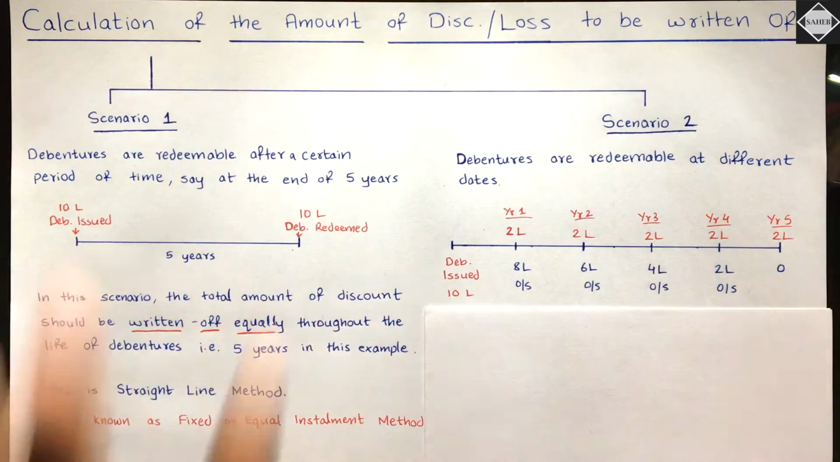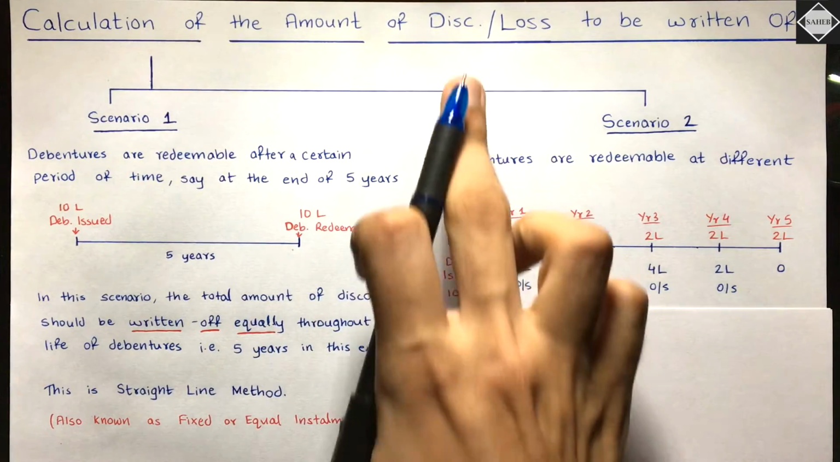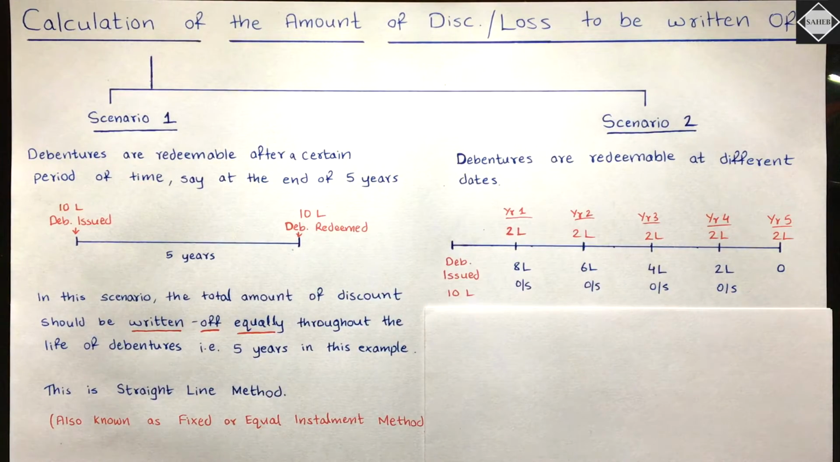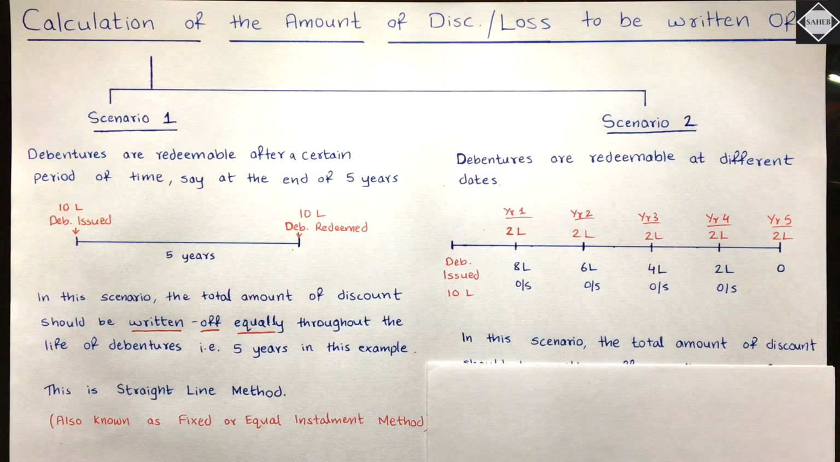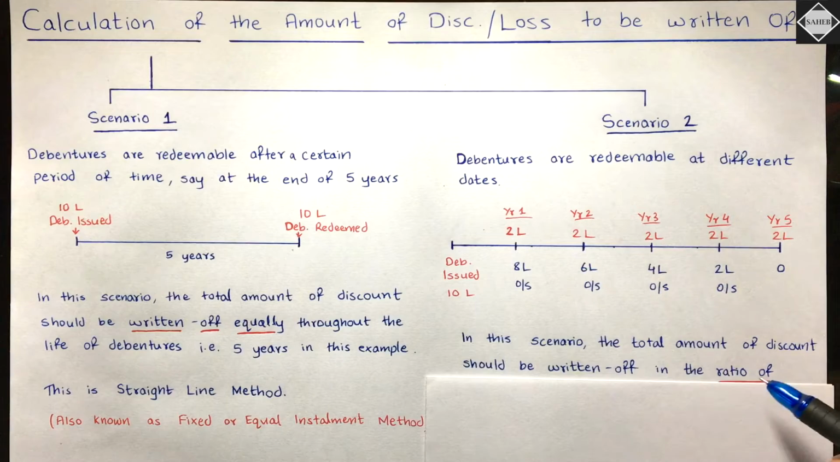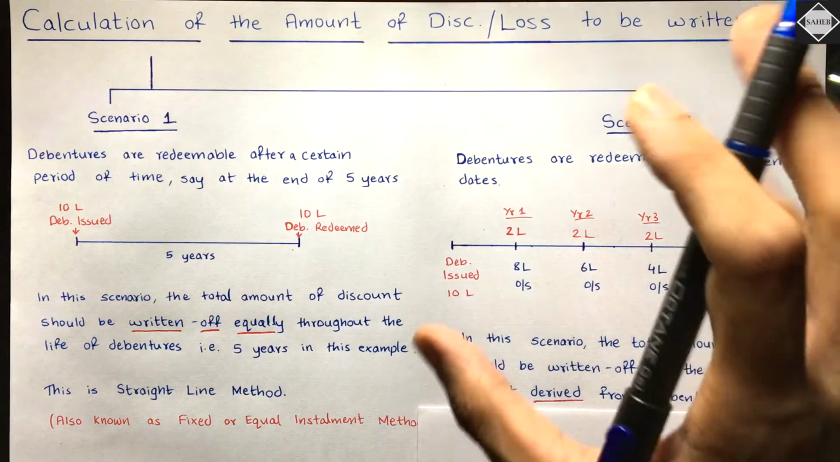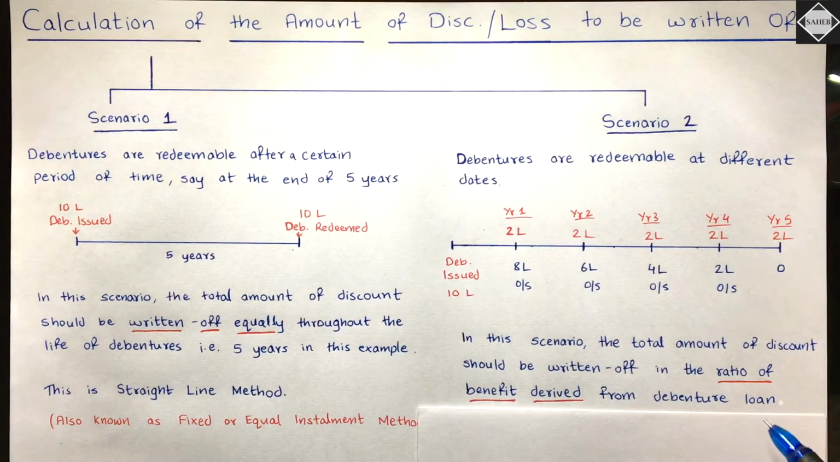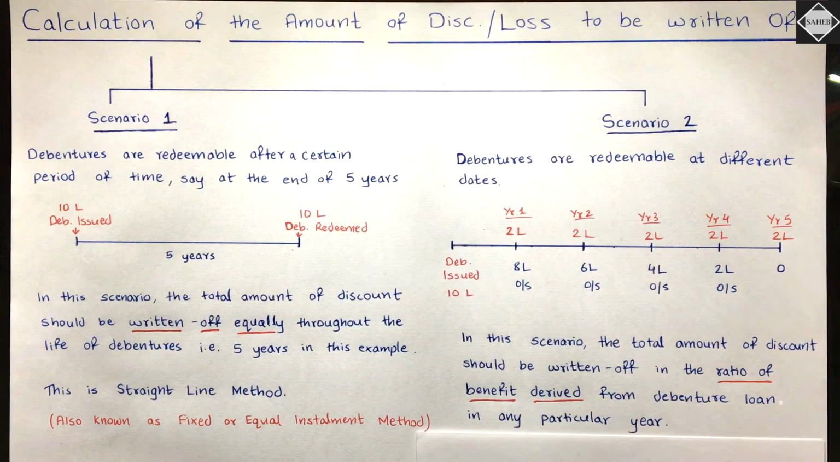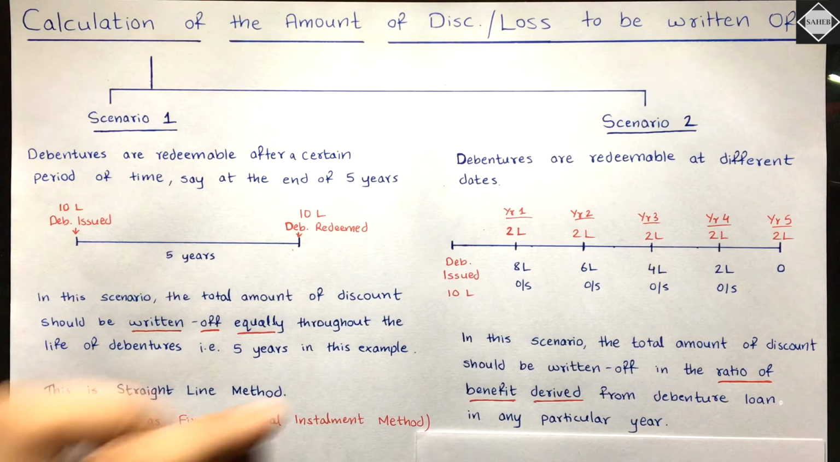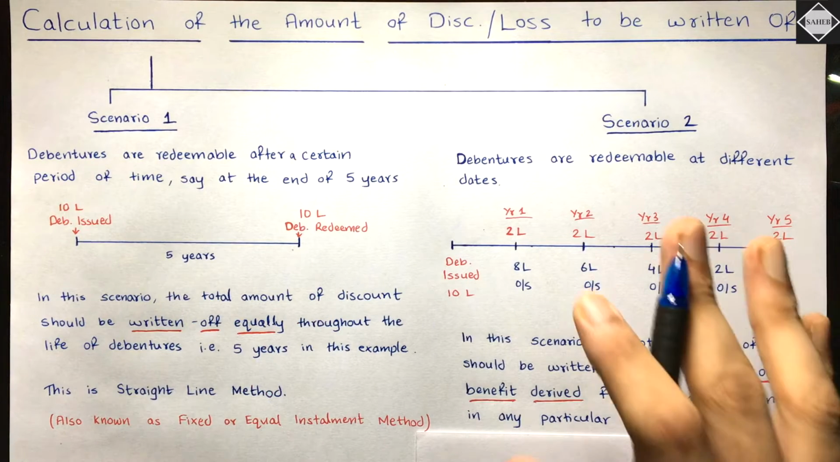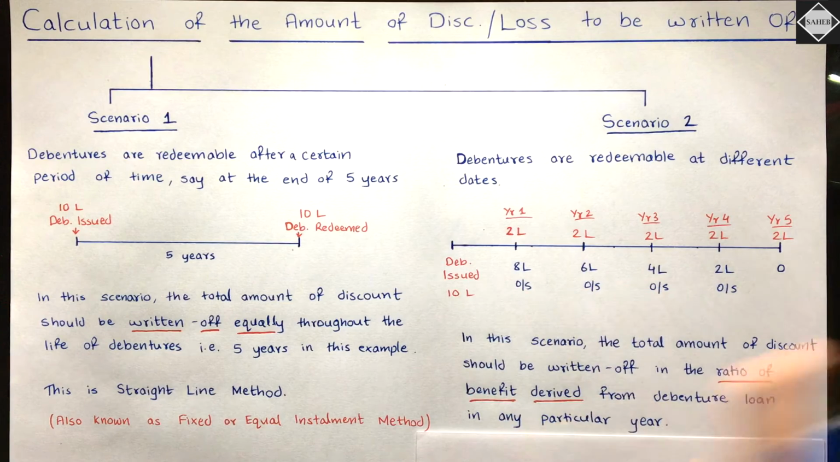This is the logic over here. Based on this logic only, we will distribute the discount or loss on issue of debentures. See here, understand, it's really simple. In this scenario, the total amount of discount should be written off in the ratio of benefit derived from debenture loan in any particular year. Here we said every year the same benefit has been derived. So 1:1:1 we did, right? But here it's not like that. Here it's different. You can't do it equally.